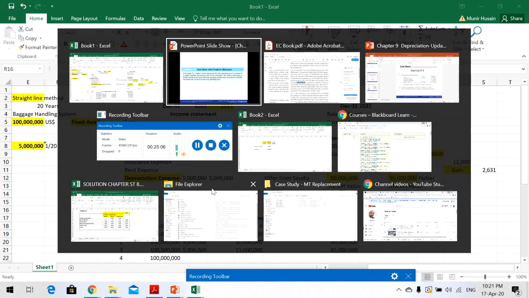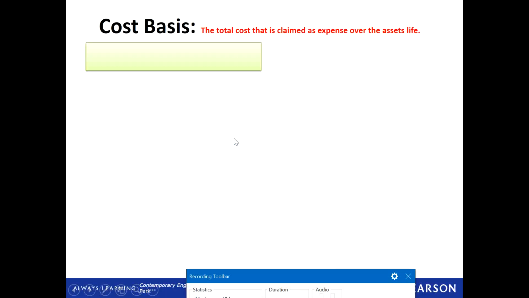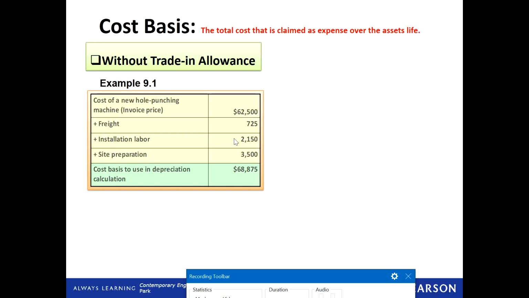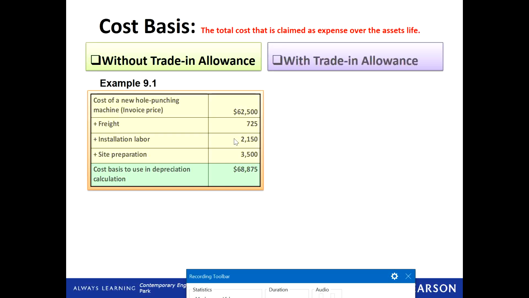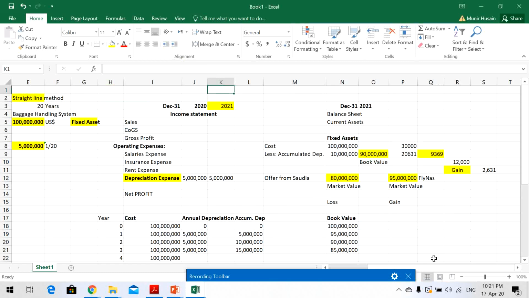Now in this example, what is the trade-in allowance? I'll show you. This is example 9.1, which we already solved. There was no trade-in allowance. Now example 9.2, where there is a trade-in allowance. For the trade-in allowance, the first thing we need to calculate is the book value. Let me use the same one. Let's say for this question, what was the book value?